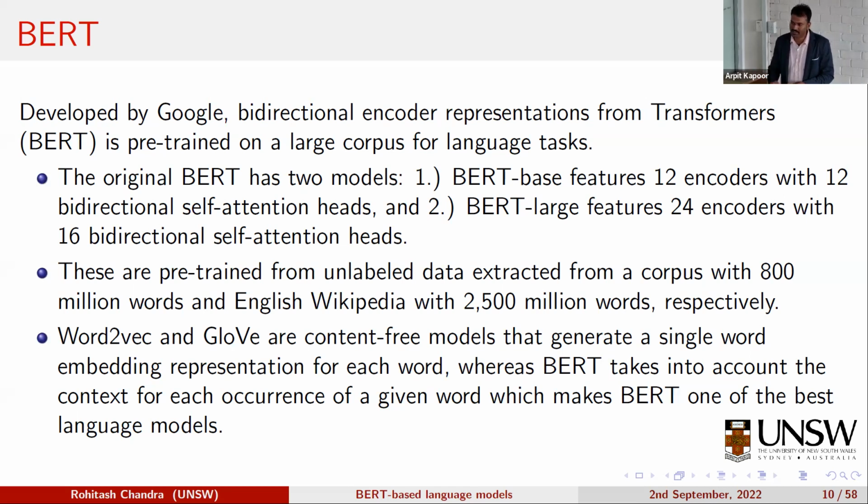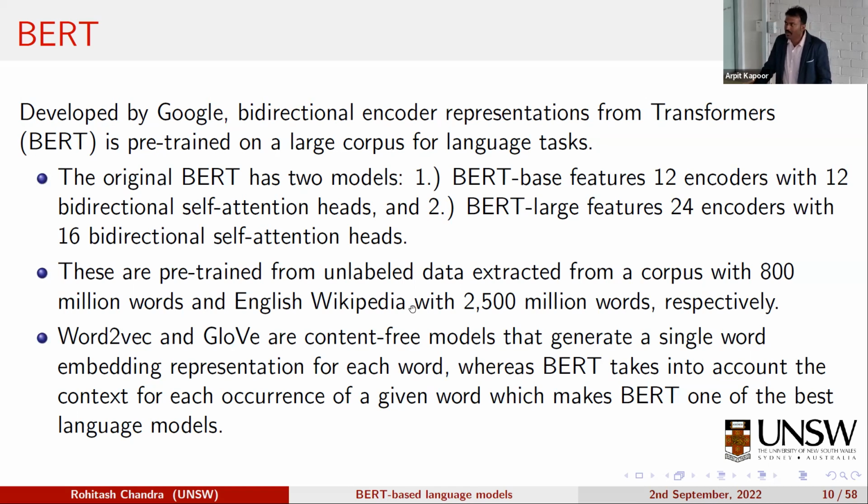That's basically the idea of a pre-trained model, and it's used. These pre-trained models exist mostly in language models, but there are also pre-trained models in computer vision. And the BERT model is developed by Google, and it's Bidirectional Encoder Representations from Transformers. So the bidirectional part is there, and it's pre-trained on a large corpus of language tasks. And it has two models, the original ones, the BERT base and the BERT large. In this project, we are using the BERT base with 12 encoders and 12 bidirectional self-attention heads.